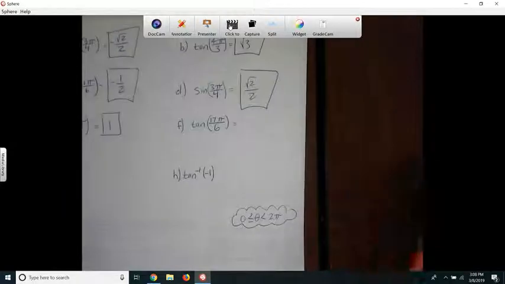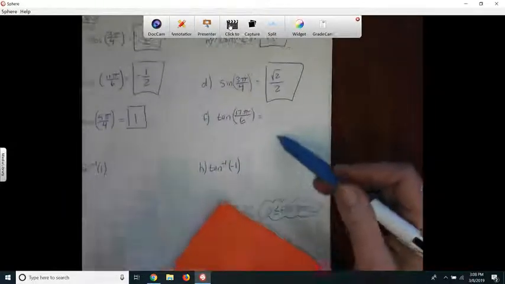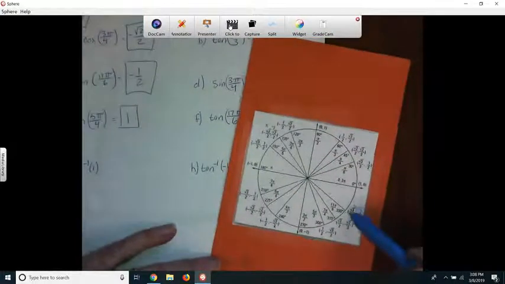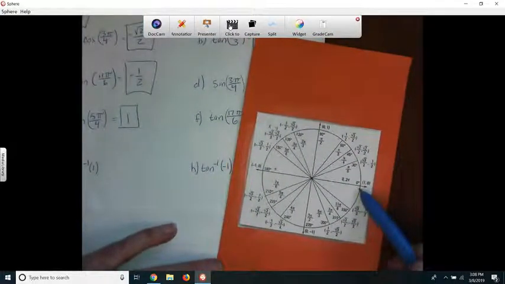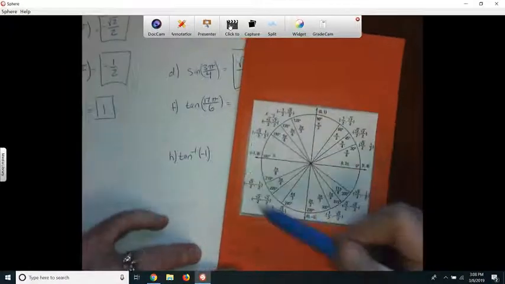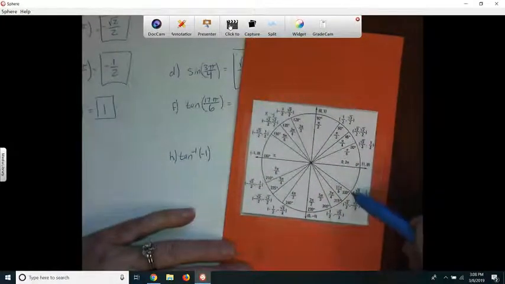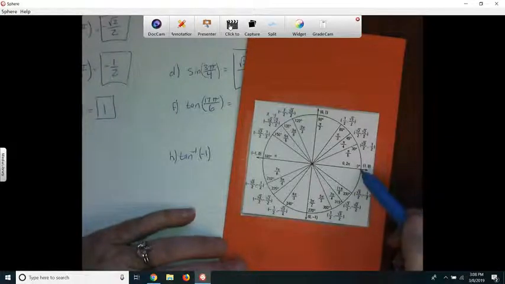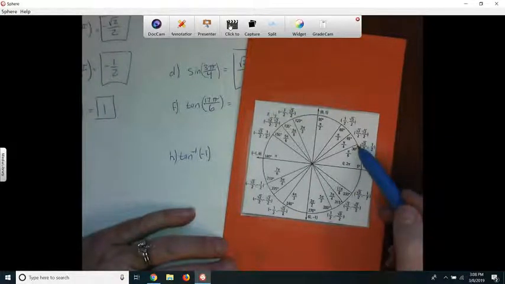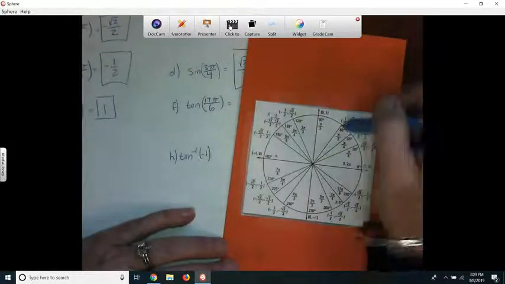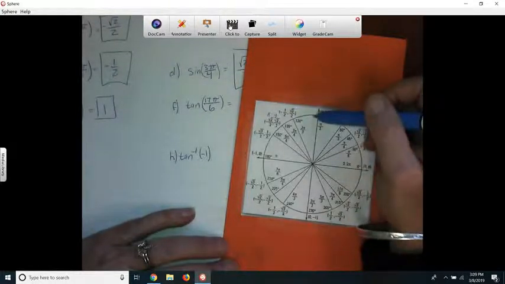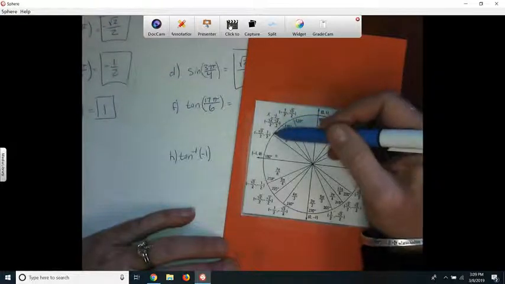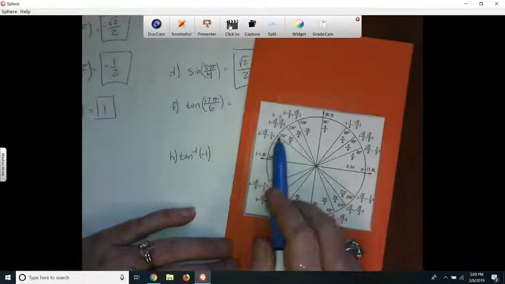Okay, 17 pi over 6, well, here's 11 pi over 6. I guess it's going around and around even more than once, right? So that's 11 pi over 6. So I guess this would be 12 pi over 6. 13 pi over 6. Oh my goodness. 14 pi over 6, 15 pi over 6, 16 pi over 6. I think right here is going to be 17 pi over 6.